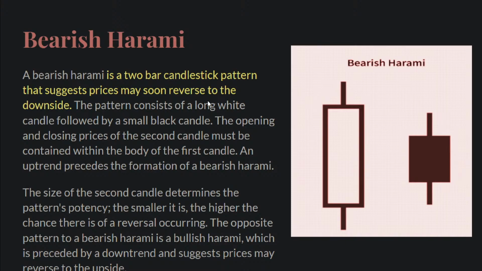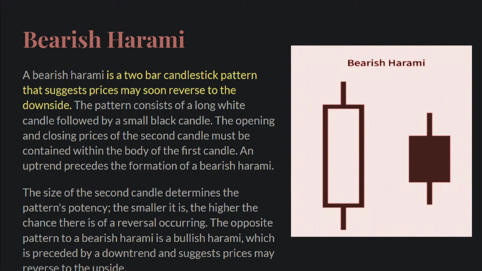Bearish Harami is a two-bar candlestick pattern that suggests prices may soon reverse to the downside. So as we can see here, we've got a large green candle followed by a small black candle. The opening and closing prices of the second candle must be contained within the body of the first candle. So you can see how this candle absolutely sits inside of the inner body of this green candle. All right. So this whole candle here, even the wick and the high and the low, is inside of the inner body of the last green candle.